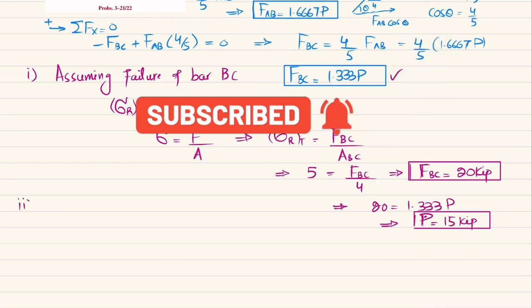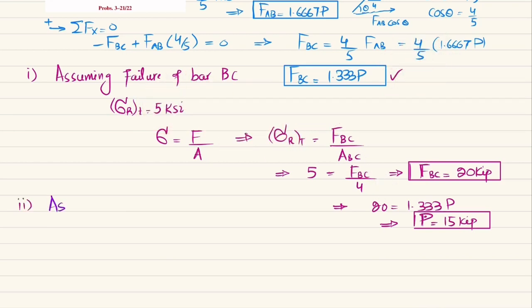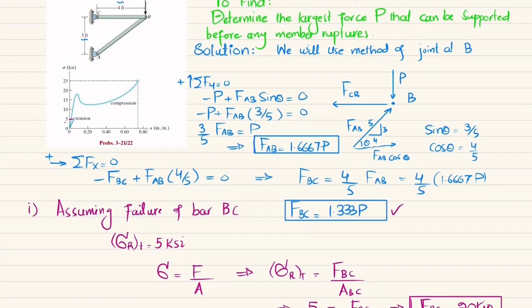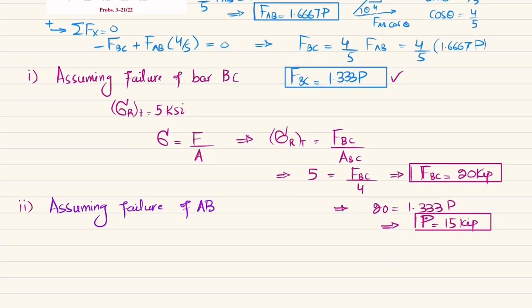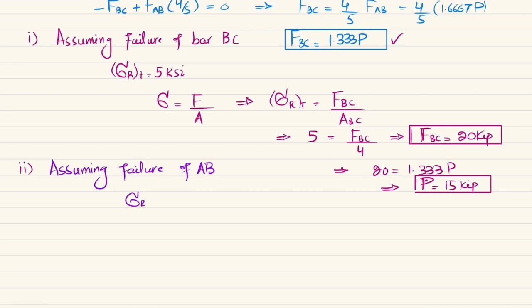Now what we will do is that we will assume failure of bar AB. You can see that due to this load, this bar AB is in compression, clear? So we will use this rupture stress due to compression. So I will write rupture due to compression is equal to 25 KSI from the stress strain diagram, and this rupture due to compression is equal to FAB divided by area of AB.